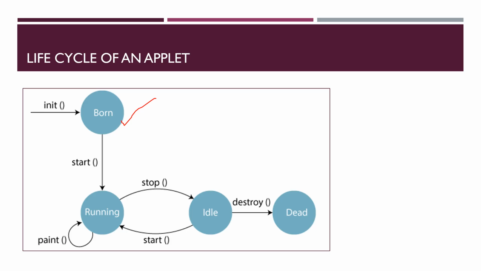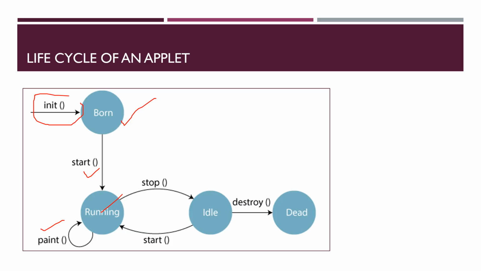The life of an applet begins when the browser loads it. At this moment, the init method is called. Next, the running state. After the initialization, the applet enters into the running state when start is called. In the running state, two methods are employed. The first one is start and the next one is paint.